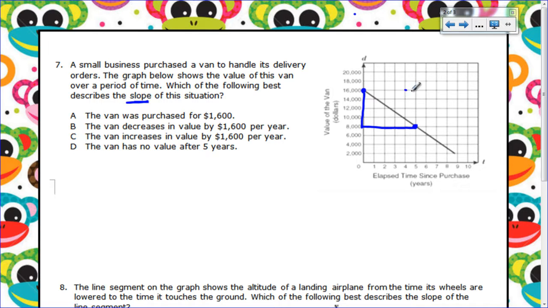It's going to be negative because this line is decreasing. That's what happens when you buy a car. You buy it and then the value of it decreases instantly. As soon as you purchase it and drive it off the lot, it's worth less. It's just the way it works.